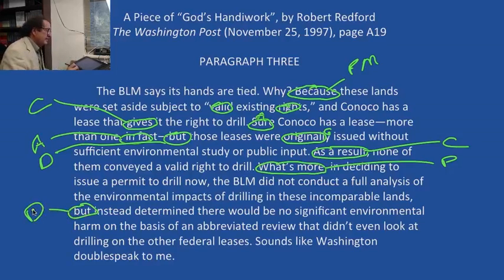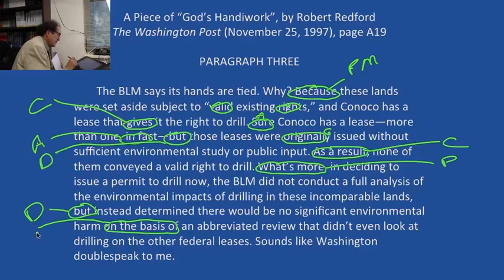Instead determined that there would be no significant environmental harm on the basis of, this is telling you how they reached that determination, it was an abbreviated review. They had an abbreviated review that justified or explained their determination. So that's a premise marker.